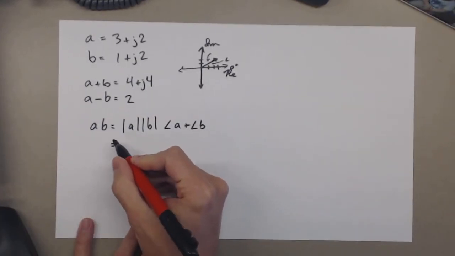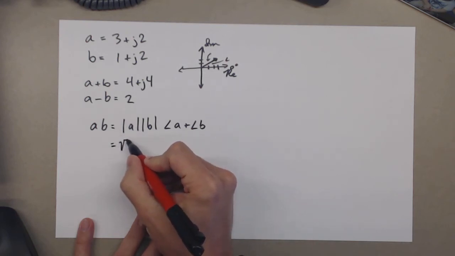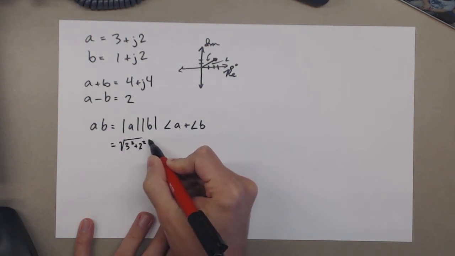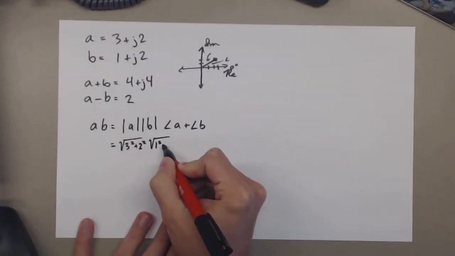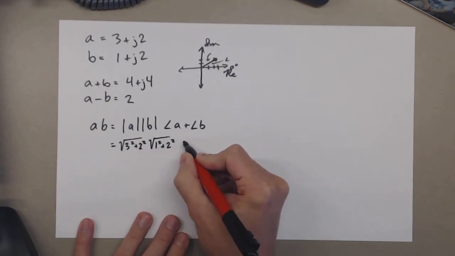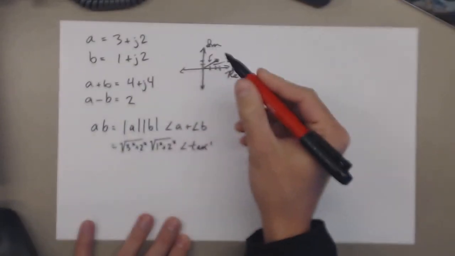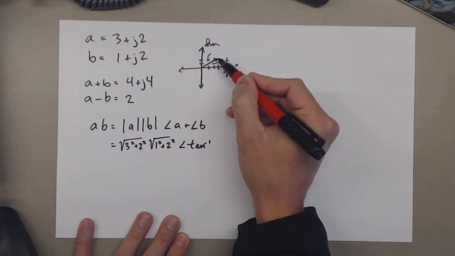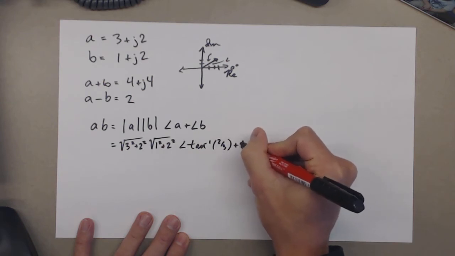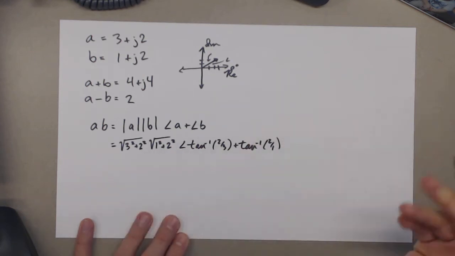So in this example of a times b, we have the magnitude of a is the square root of the real part squared plus the imaginary part squared. The magnitude of b is the real part squared plus the imaginary part squared. And then the angle is the inverse tangent of the imaginary part over the real part, so that's inverse tangent of 2/3 plus the angle of b, which is inverse tangent of 2/1. And of course you could figure out what that means.